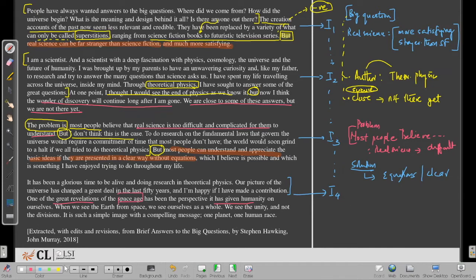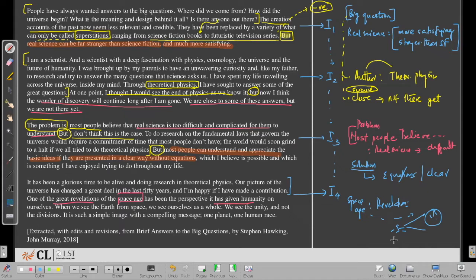Here, idea number 4 is talking about the space age and its great revelation. It has given humanity something: when we see Earth from space, we see ourselves as a whole. We see unity, not division. It's such a simple image with a compelling message: one planet, one human race. The space age has given a lot of perspective. We can actually see the Earth from a distance, and when you look at the Earth from a distance, you can say that we are one. A simple idea, a simple passage.